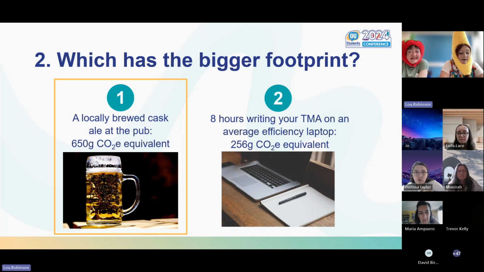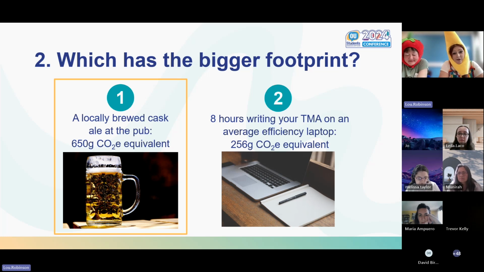But laptops are quite an interesting one. I saw people talking about different laptop brands, and this is definitely worth reading into as well. Another interesting thing with laptops is that 83% of a laptop's footprint is from the manufacture of the laptop. Electricity use over its lifetime only contributes about 2%. So it's the manufacturer and the sourcing of the materials that make up most of its footprint.